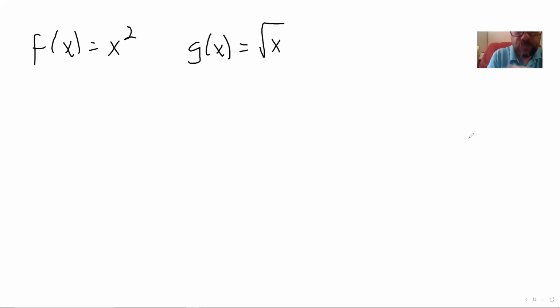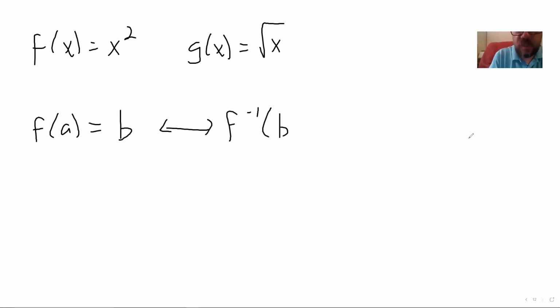So let's say that f of x is x squared. Then I think it's pretty clear the thing that undoes squaring is square rooting, right? Then g of x is square root of x. Now, these are almost inverses of each other. They are kind of as close as you can get to being inverses without actually being them, and I'll show you why. So if I have f of a equals b, then it has to be the case that f inverse of b equals a.